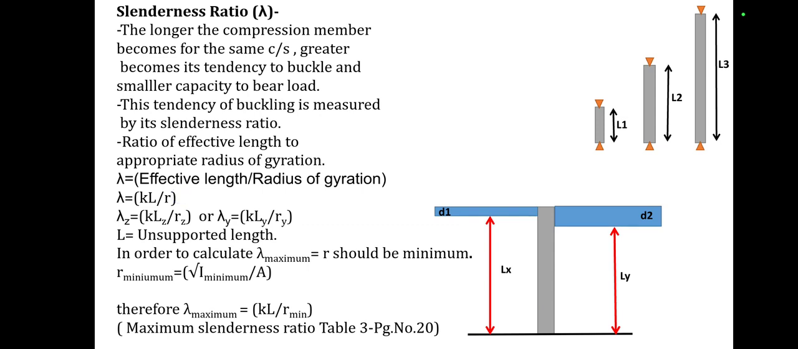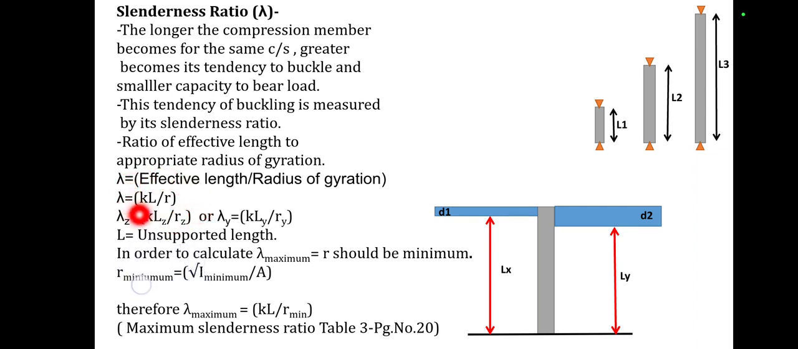Next is the slenderness ratio. The longer the compression member becomes for the same cross section, the greater becomes its tendency to buckle and the smaller its capacity to bear the load. This tendency of buckling is measured by the slenderness ratio. The ratio of effective length to the appropriate radius of gyration is called the slenderness ratio.